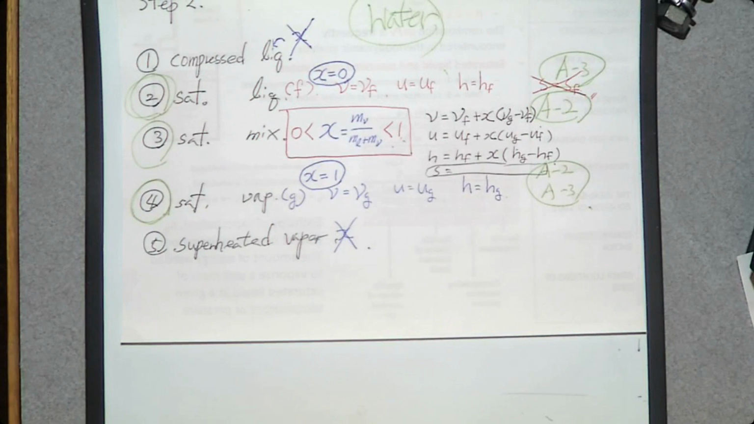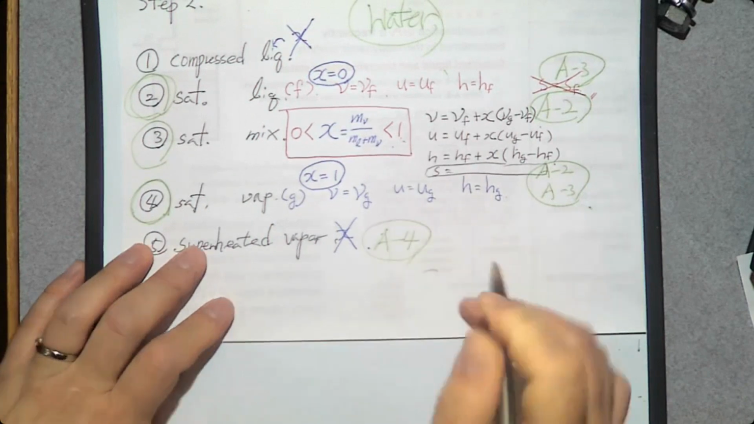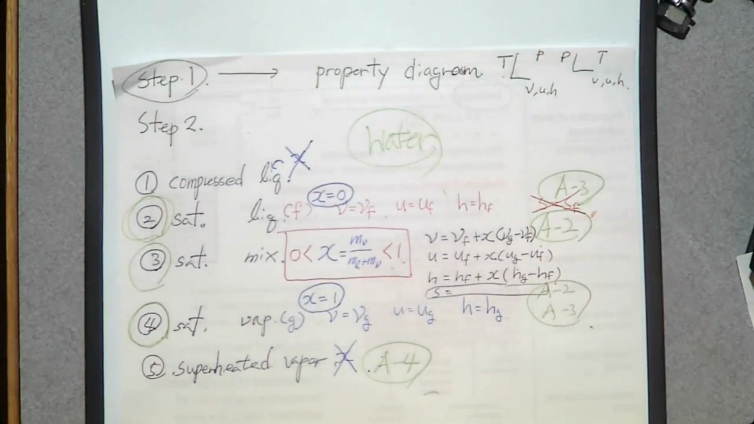Then what's the next one? Superheated vapor. If you have a superheated vapor, we have a new table, not A2 or A3, but A4. That's it. You can go to table A4. Let me show you an example.